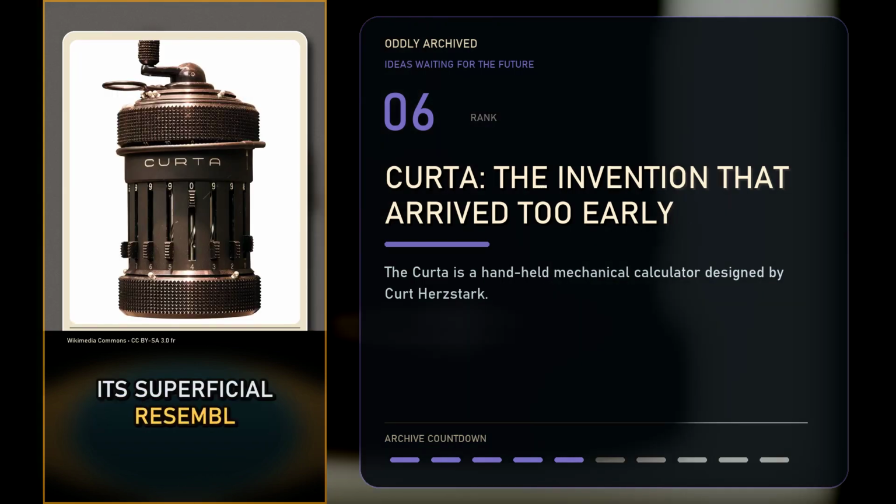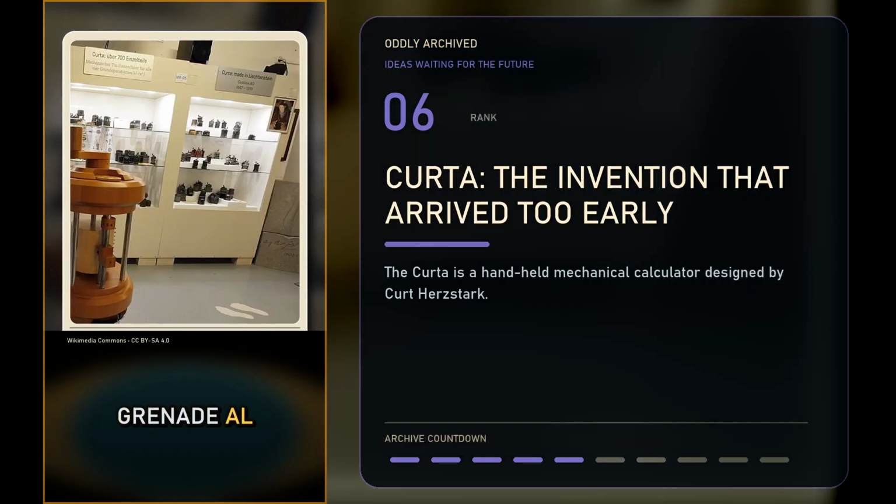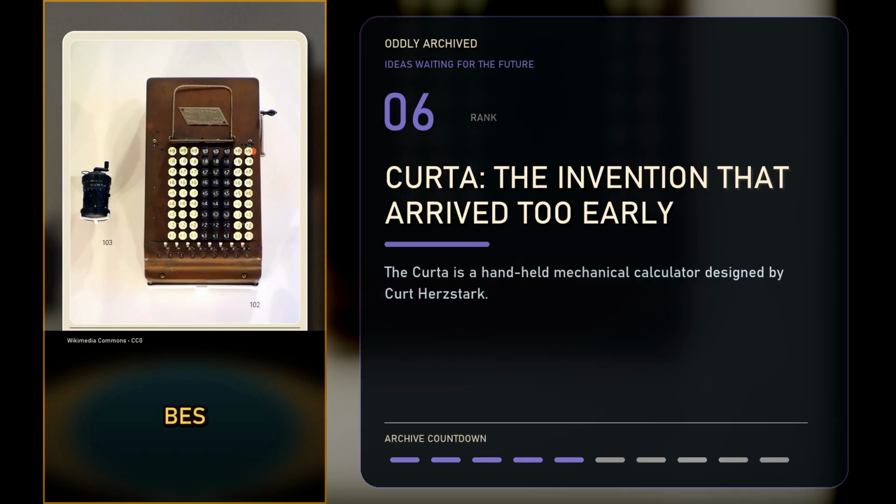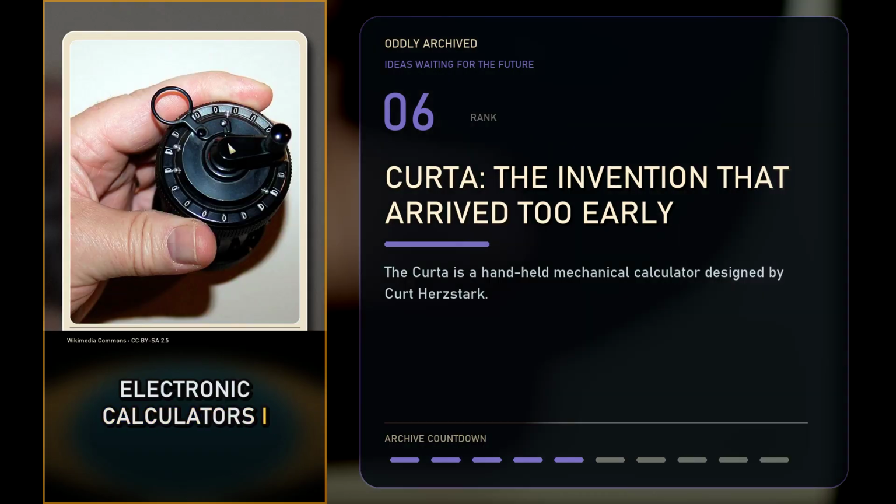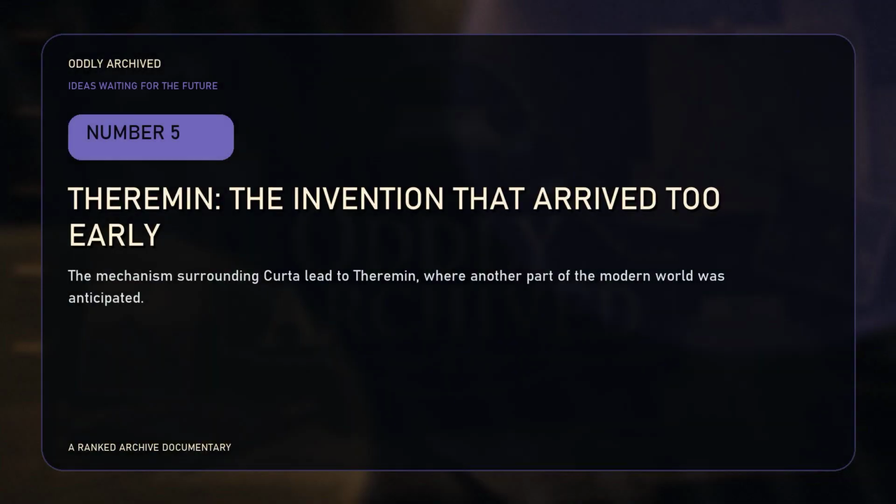Its superficial resemblance to a certain type of hand grenade also earned it the nickname, math grenade. Curtas were considered the best portable calculators available until they were displaced by electronic calculators in the 1970s. The mechanism surrounding the Curta led to the Theremin, where another part of the modern world was anticipated.